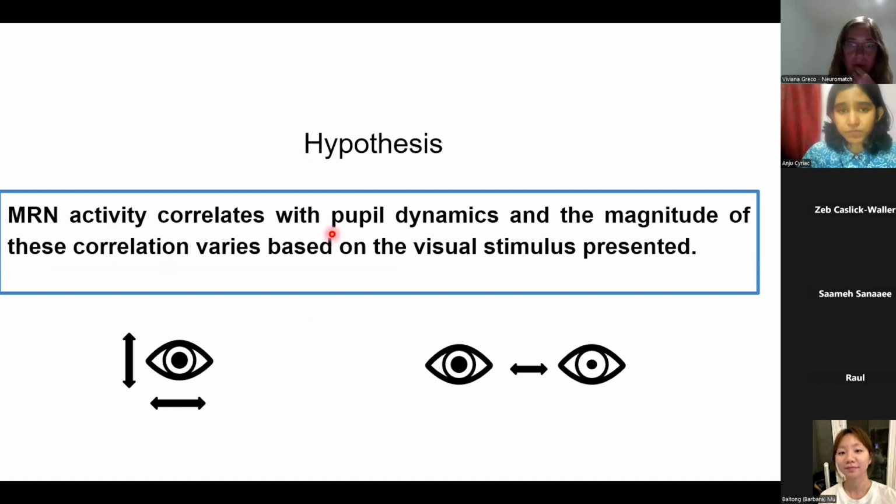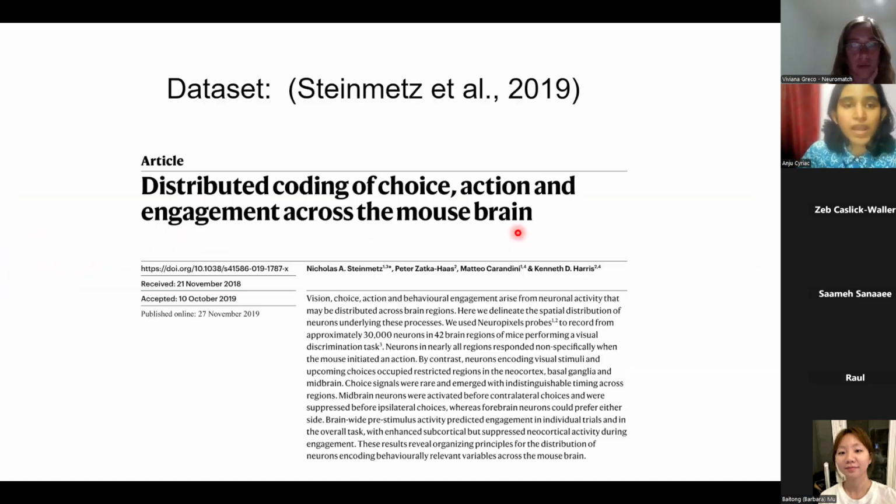Our hypothesis was to further explore how neural activity is correlating with the midbrain reticular nucleus. So we wanted to find out what the correlation looks like and what the magnitude of this correlation is, based on the visual stimulus presented to the organism. For this, we used the open source data set by Sieveritz, and this is the paper name.